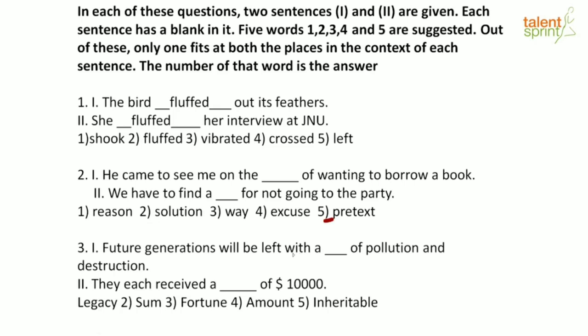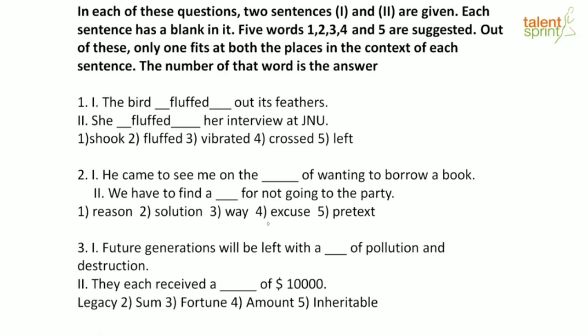He came to see me on the reason of wanting. He came to see me on the solution of wanting. He came to see me on the way of wanting. He came to see me on the excuse of wanting, maybe. He came to see me on the pretext of wanting, could be. But having read all the options out loud, trying to fit it in the blank, we can eliminate options 1, 2 and 3 for the first scenario. We'll have to choose between 4 and 5.